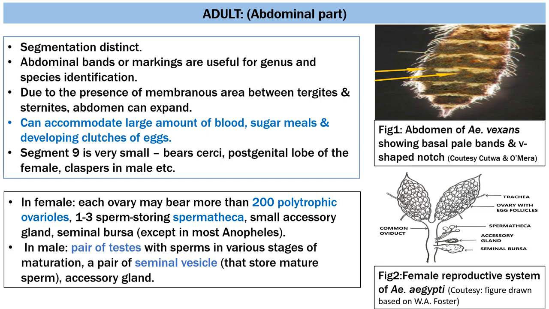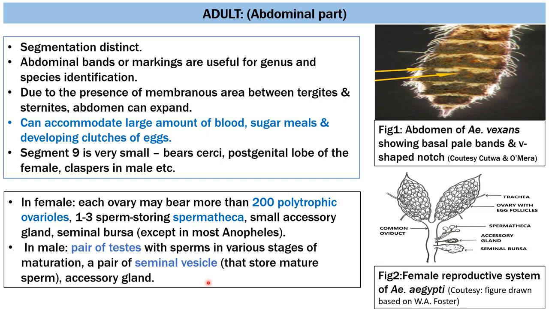In figure 2, you can see the female reproductive system of Aedes aegypti. Here, you can see one pair of ovary with egg follicles. Here is the common oviduct, 3 numbers of spermatheca, small lobulated accessory gland, and seminal bursa.